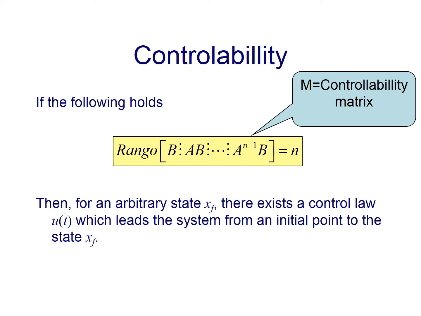A similar condition may be obtained using this M controllability matrix and finding its determinant. If the determinant of this matrix M is different from 0, then the system is controllable. Otherwise it's not controllable. If it is not controllable, there is no input u to make the system go from an initial condition to some arbitrary point in the state space.